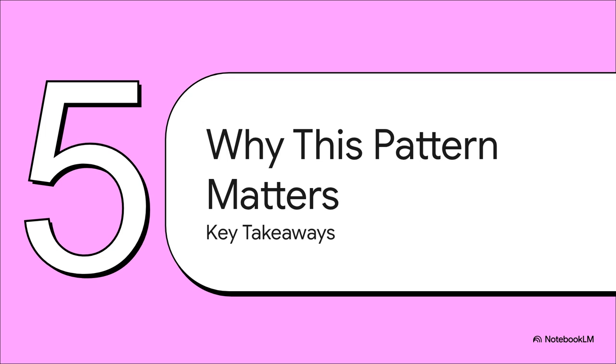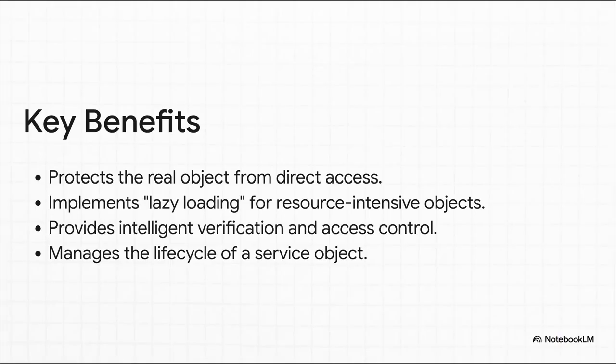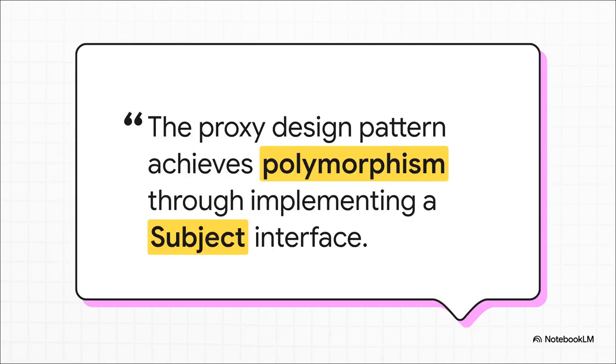Why does this pattern matter so much? Let's recap why it's such an essential tool in modern software design. I mean, the benefits are huge. We get to protect the real object from the messy outside world. We can gain massive efficiency with things like lazy loading. We can add all sorts of intelligent security checks. And the best part? We can do all of this without the main program even knowing it's talking to a middleman.